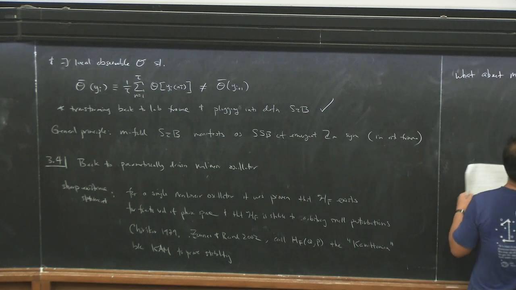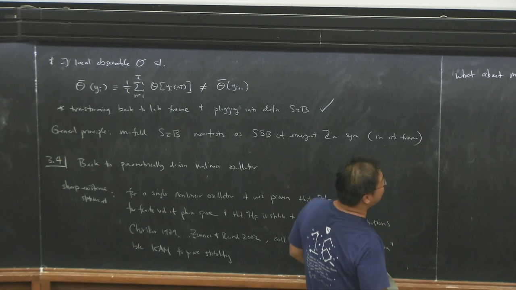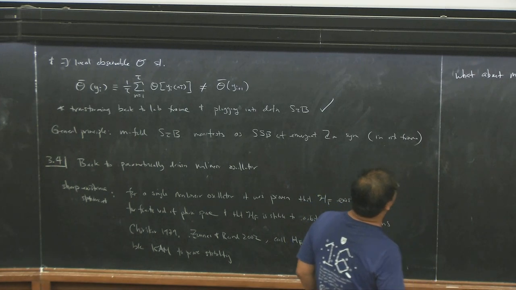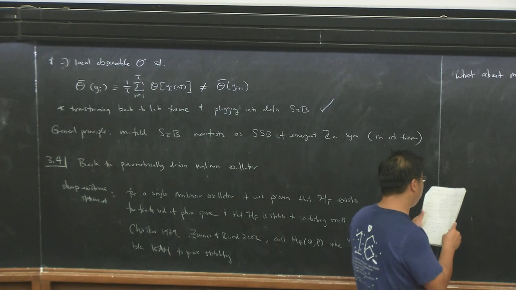I have to make an executive decision at some point about what to skip. What about the many-body generalization?